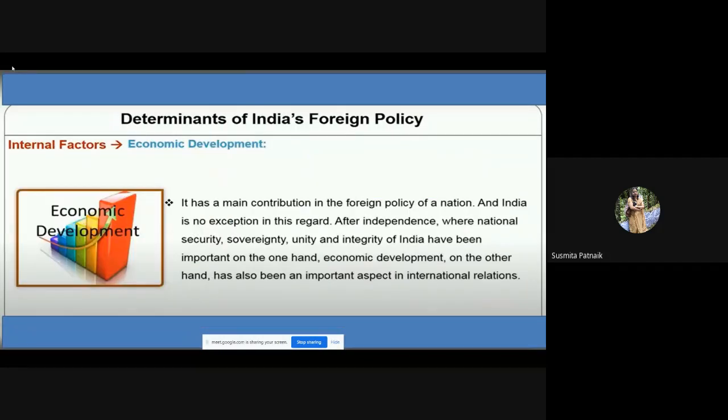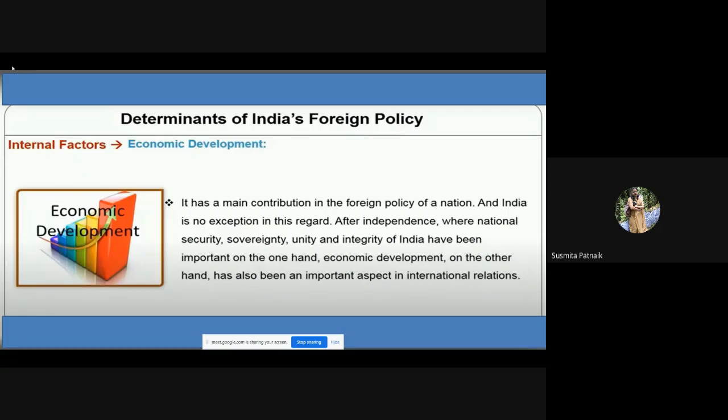Then the next one is economic development. This is also a major determinant of India's foreign policies. Economic considerations make a main contribution to the foreign policy of a nation, and India is no exception in this regard. After independence, where national security, sovereignty, unity, and integrity of India have been important on the one hand, economic development on the other hand has also been an important aspect of international relations.